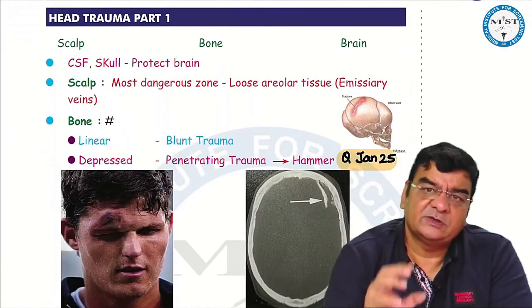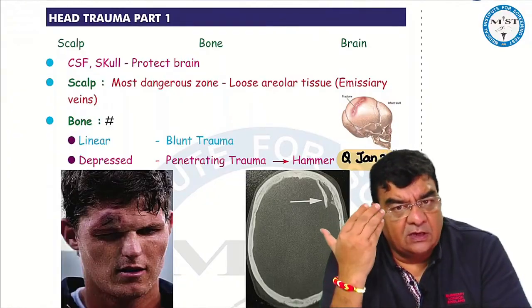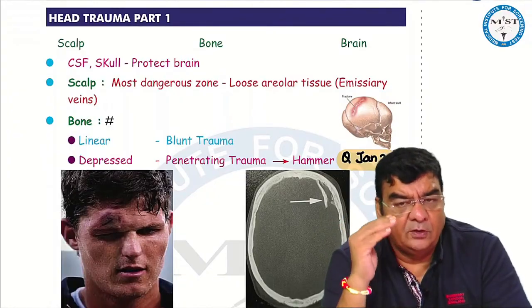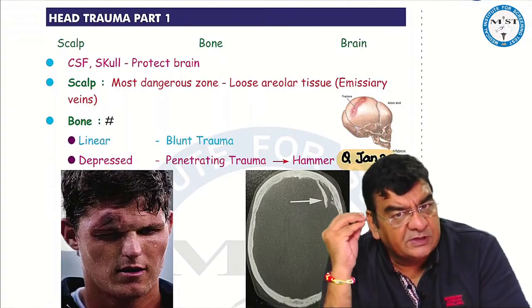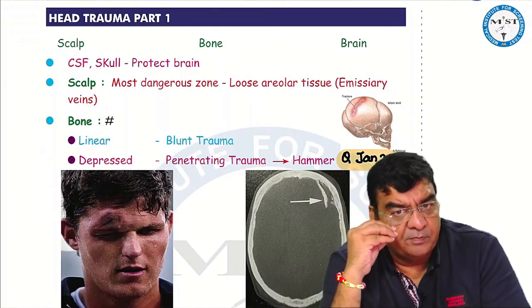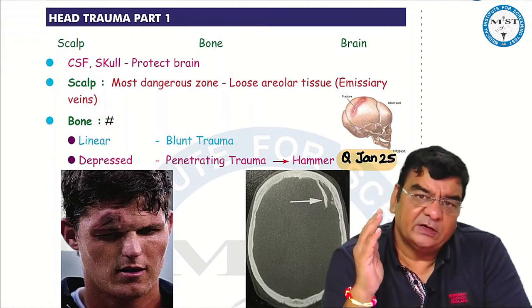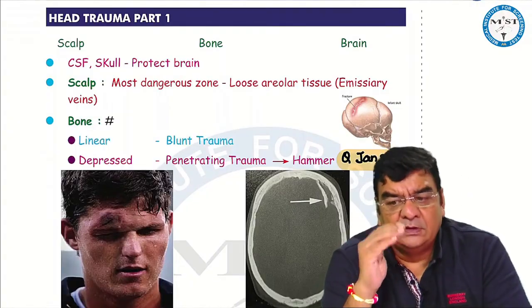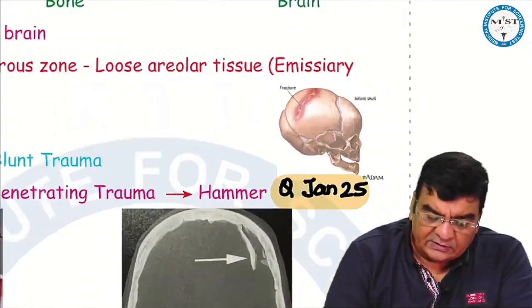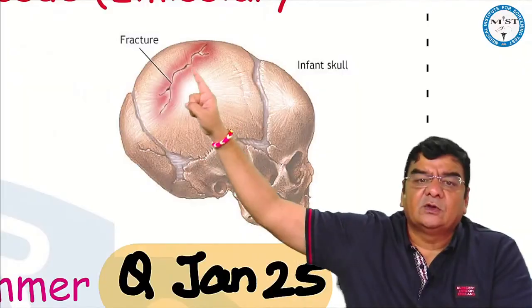If we look at the organ-specific traumas, like head trauma: scalp, skull, brain. Loose areolar tissue is the most dangerous zone in the scalp because there are emissary veins connecting the scalp with the brain. So scalp wounds should not be taken lightly. They should be irrigated thoroughly with normal saline, and they should be sutured in two layers, the aponeurosis and the skin. Skull fractures can be a linear skull fracture, which is seen with blunt trauma to the skull. There is a linear cut on the bone.